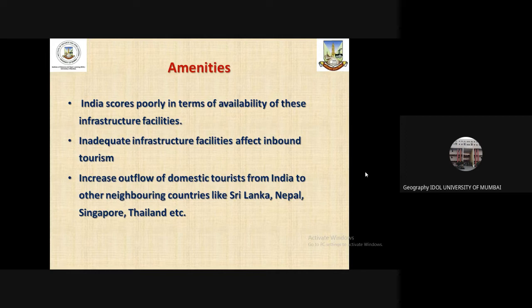And therefore, there is an increased outflow. Although India has very much potential for tourism development, most of the domestic tourists, due to inaccessibility and inadequate infrastructural facilities, prefer to go out for tourism in neighboring countries like Sri Lanka, Nepal, Singapore, and Thailand.